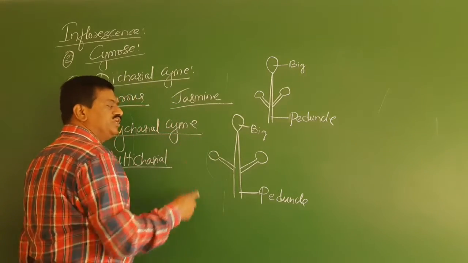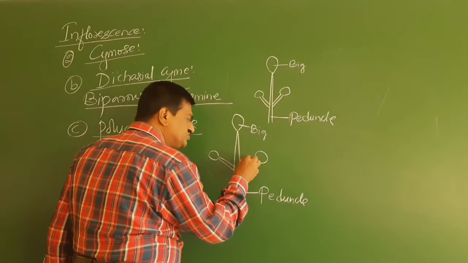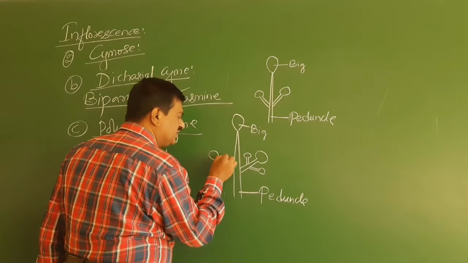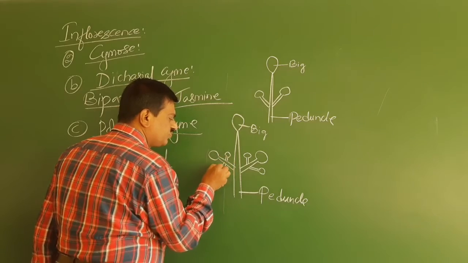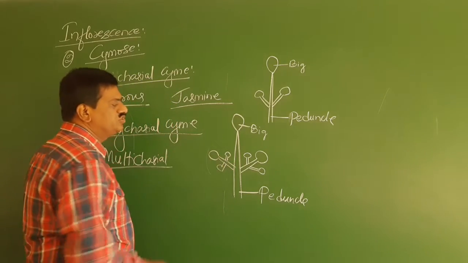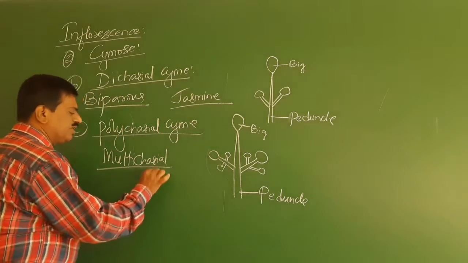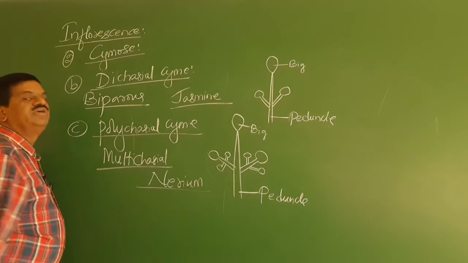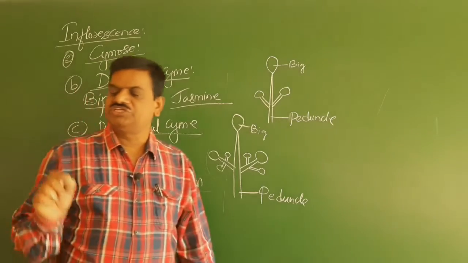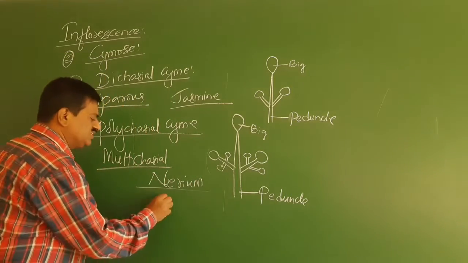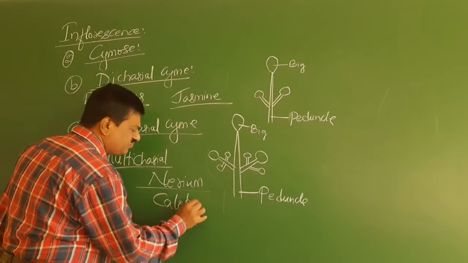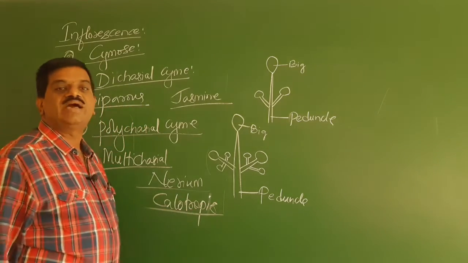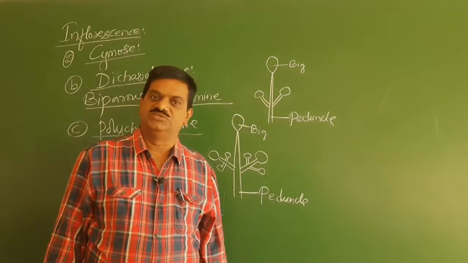Next, in polycacial, here again there is a presence of flowers, and these flowers are smaller than this. So this is called polycacial sign, and it can be noticed in Nerium. In Nerium there is a presence of polycacial sign, and one more called Calotropis. Calotropis is also one of the examples for polycacial.